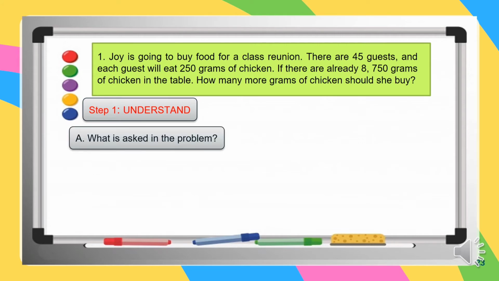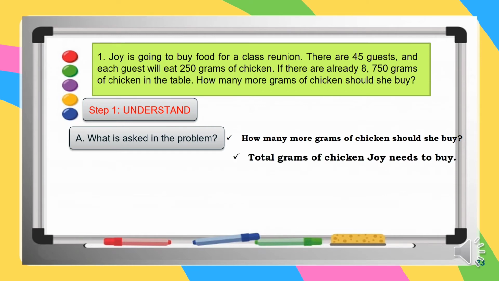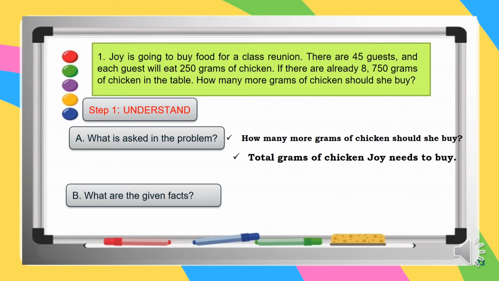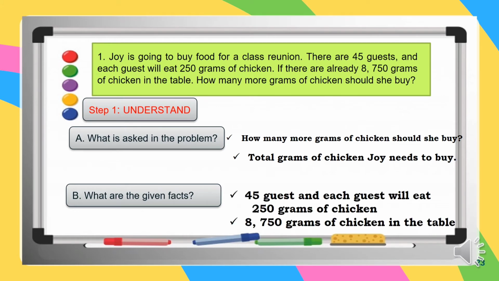Step 1 is to understand. What is asked in the problem? The answer is, how many more grams of chicken should she buy? Or, we can say the total grams of chicken Joy needs to buy. What are the given facts? The given facts are 45 guests, and each guest will eat 250 grams of chicken. Next is 8,750 grams of chicken on the table.